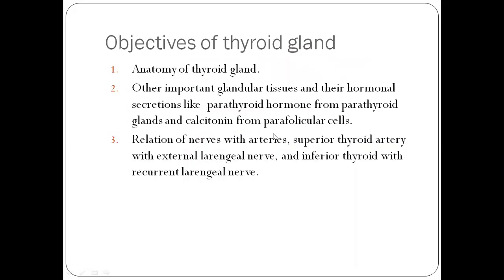And today we'll discuss the objectives: the anatomy of the thyroid gland, and the other important glandular tissues like the parathyroid glands. We will compare the parathyroid hormone function along with the calcitonin function because they have opposite functions, and calcitonin is derived from the parafollicular cells. The relation of the nerves is very important, and the examiners will ask the relation of the nerves with the arteries: what is the relation of the superior thyroid artery with the external laryngeal nerve and the inferior thyroid artery with the recurrent laryngeal nerve? Everything we'll discuss in a while.